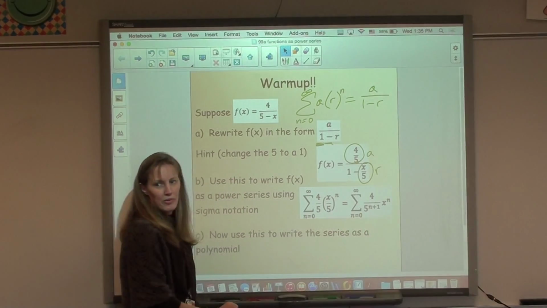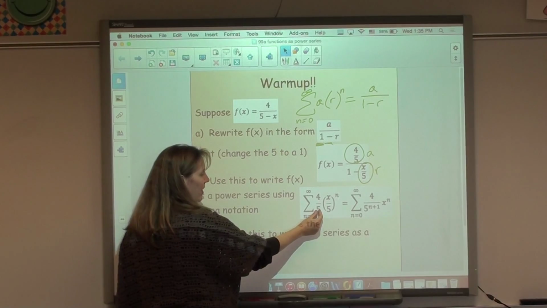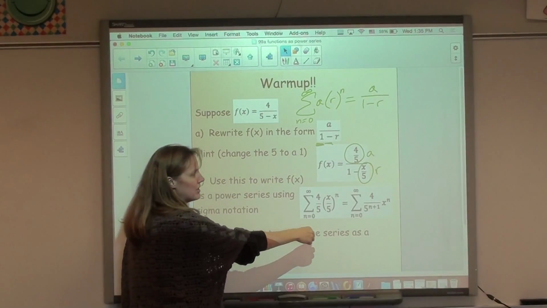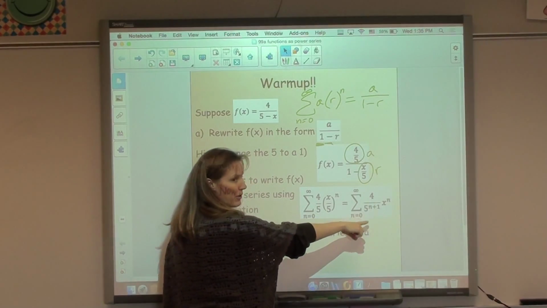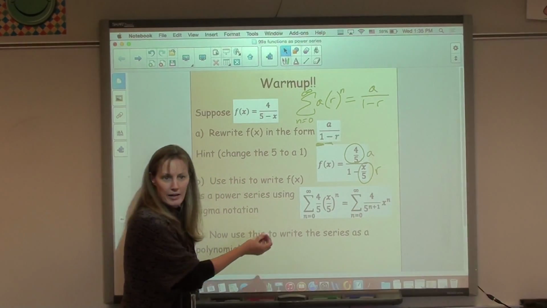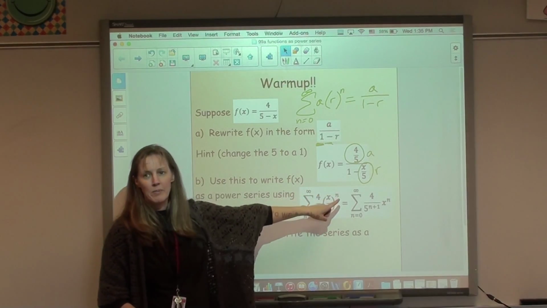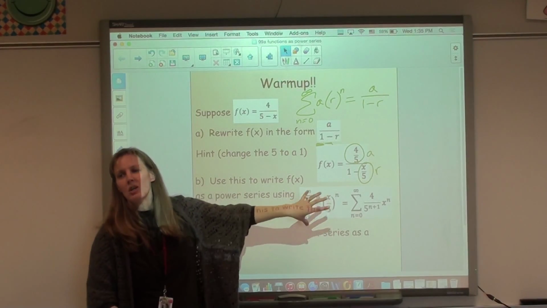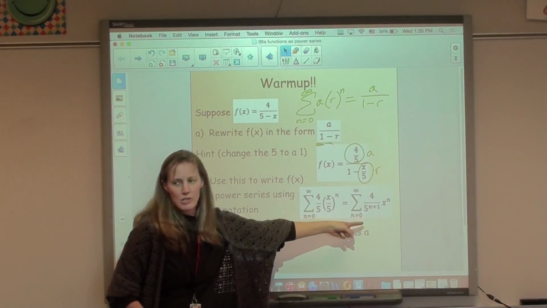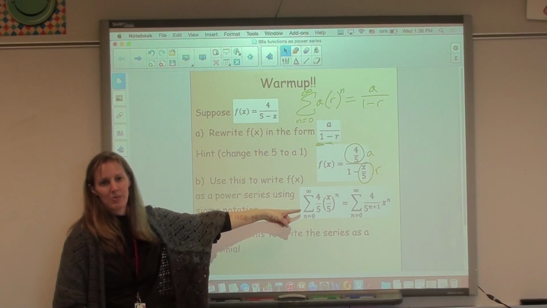This and this are equivalent. To get from here to here, I just took this 5 to the n and combined it with the other 5 and made it a 5 to the n plus 1. This way is written more as a geometric series, and this way is written more as a traditional power series. Power series, remember, you have a sub n times x to the n, whereas a geometric series, you have a times r to the n. The geometric form is going to be more useful today than the power series form. So we're going to stick today with the geometric form, and that's what we're going to do for the next couple days.